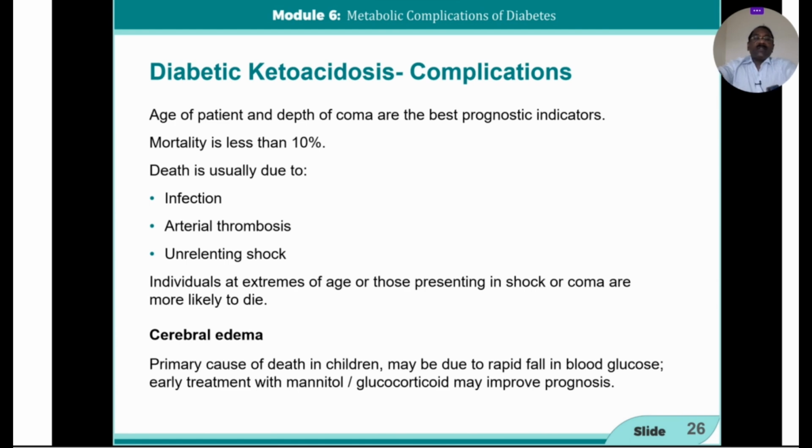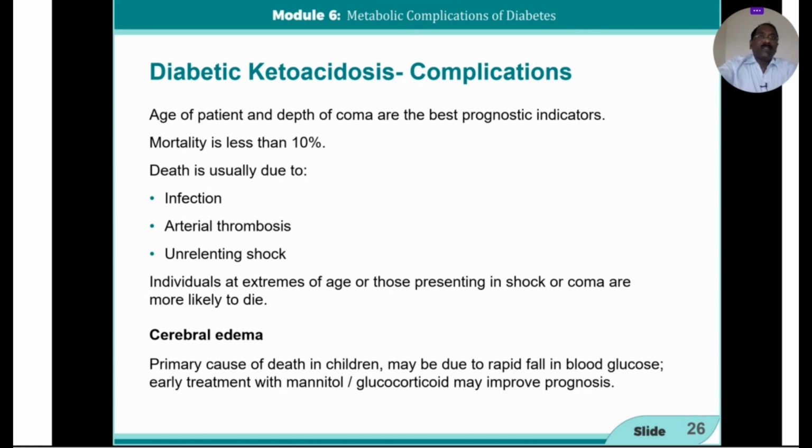What are the complications? Age of the patient and depth of the coma are the best prognostic indicators. Okay, when the fellow is elderly, the chances of mortality are very high. And the depth of the coma: when the fellow is deeply comatose, that means a lot of complications must be there, maybe acute kidney injury, maybe ARDS, or maybe acute pancreatitis, etc. So it's very difficult to tackle such situations.